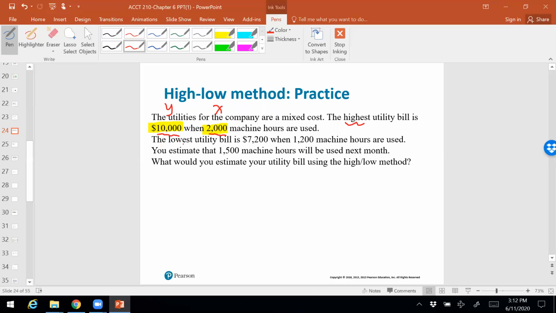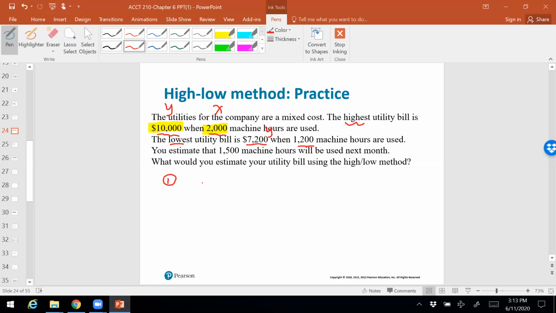The lowest one, the utility. So this is Y, right? And then this is the X. Estimated this will be used in next month. What will be your estimated total bill using the high and the low method? Okay, so first step is we need to get the equation, right? We need to get the equation.